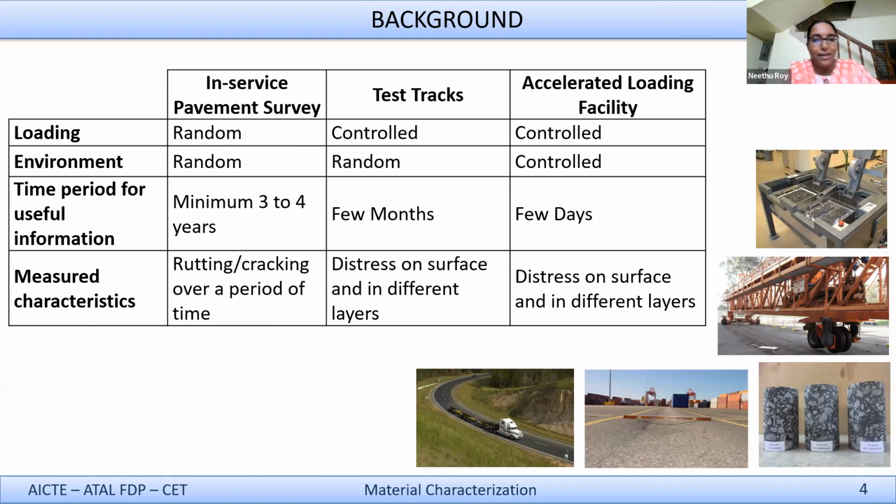I'm sorry about that. So in the test tracks, it is a controlled condition where the loading is controlled. As you know, the loading that moves on the test track is a known factor for you, but the environment is random, though you can measure what is happening during the period of study. In a few months, you can collect information regarding the distresses. Now, the third is, as I said, the accelerated loading, where you can have the environmental conditions as well as the loading in a controlled condition, and within a few days it will give you some sort of information, right?